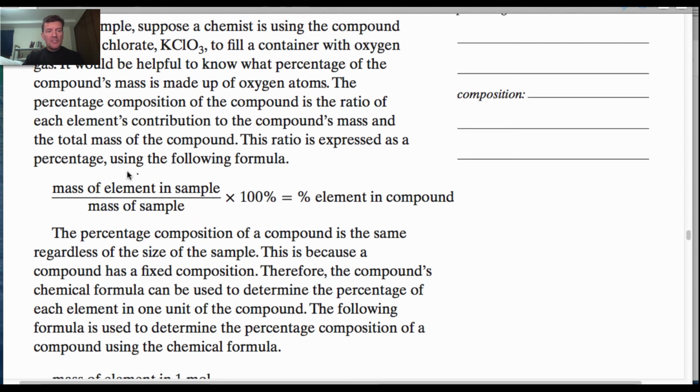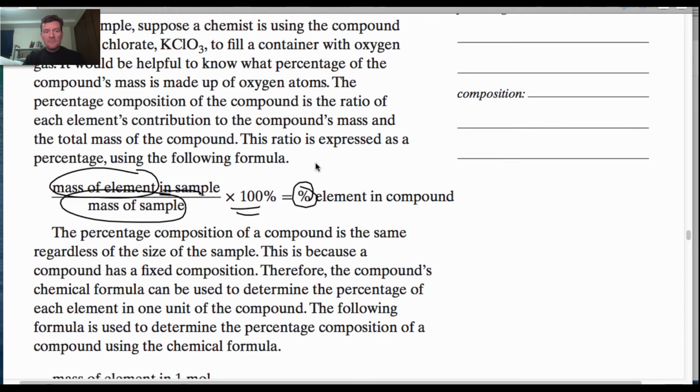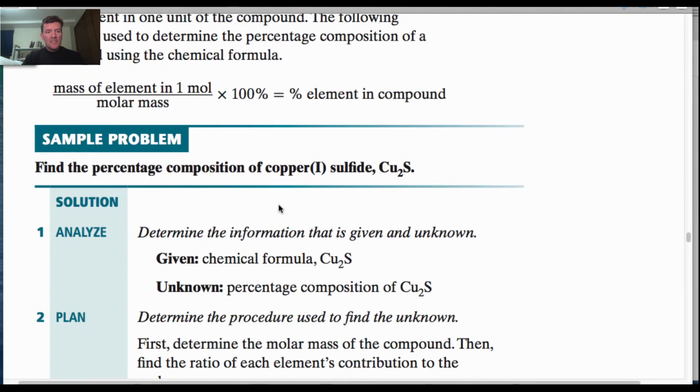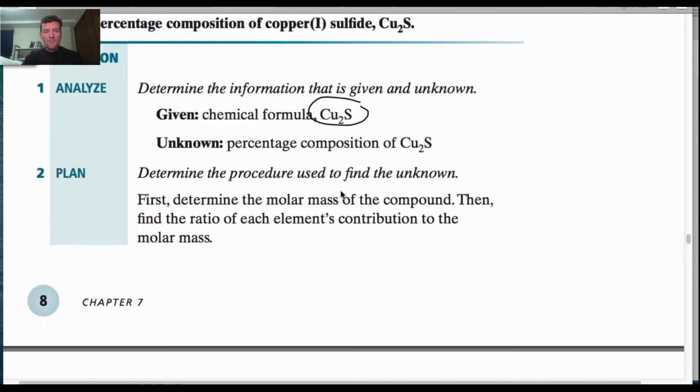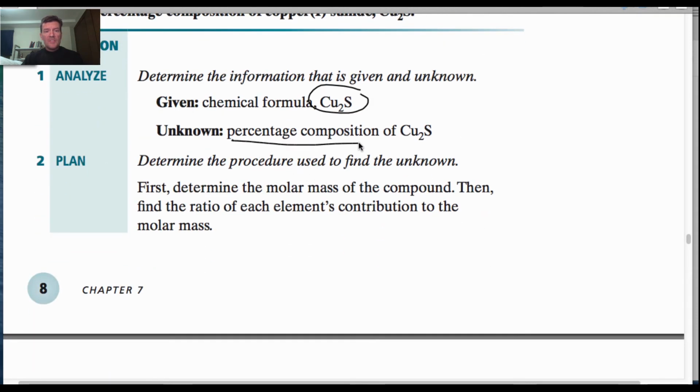All you're going to do is take the mass of each element in the sample, divide by the total mass, and multiply by 100 in order to get your percent. Okay? Here is an example. Let's take this formula right here. This is copper 1 sulfide, and we're going to find the percent composition of copper and the percent composition of sulfur, each element in the compound.